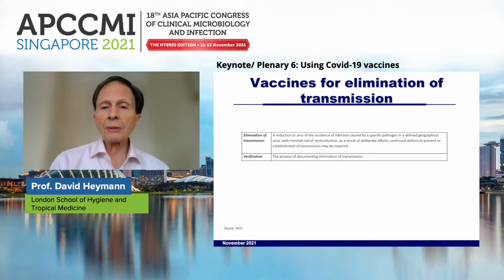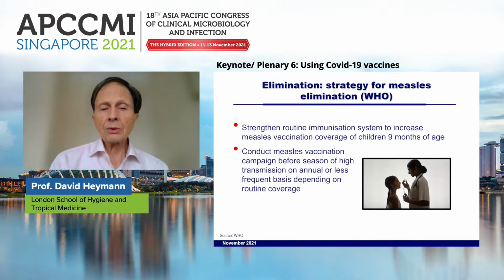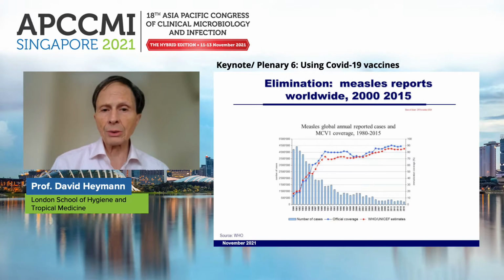Vaccines are also used for elimination of transmission, and a viral vaccine shows this best, the measles vaccine. Elimination is a reduction to 0 of the incidence of infection caused by a pathogen in a country, but there still needs to be continued surveillance because the disease exists elsewhere and could reinfect a country. So the WHO program on measles elimination is a program which requires continued routine immunization, but in addition, the conduct of vaccination campaigns before the season of high transmission.